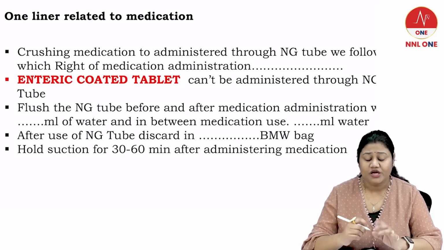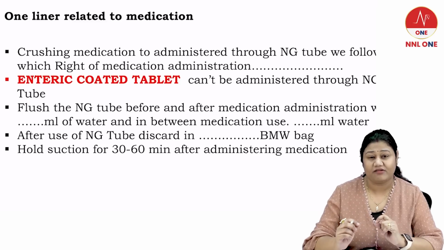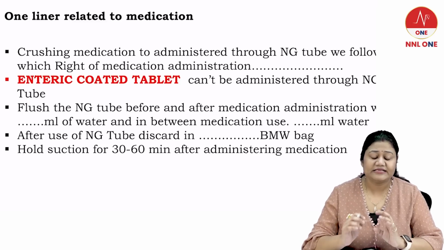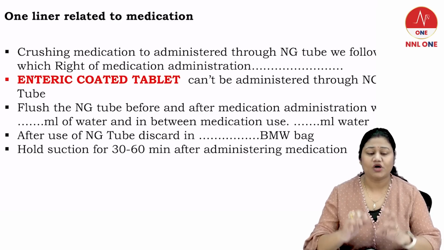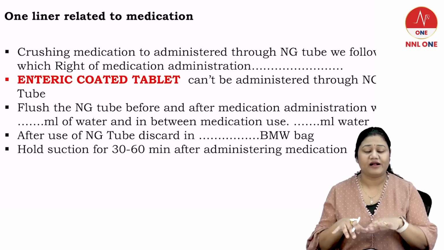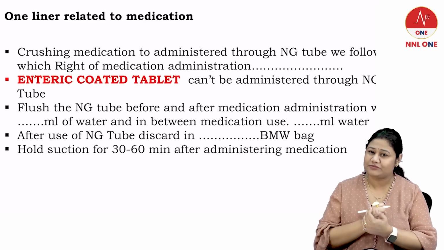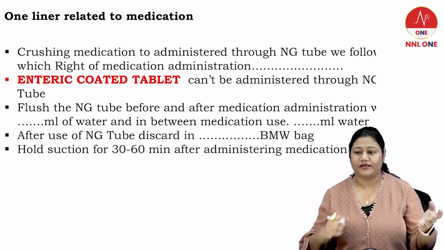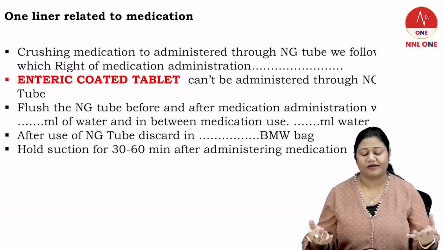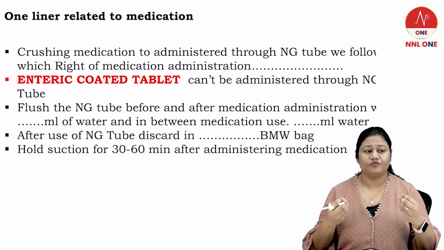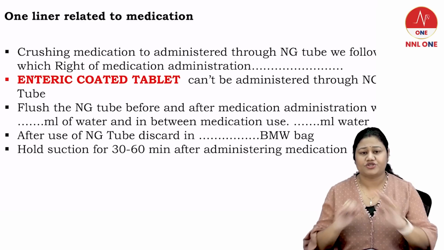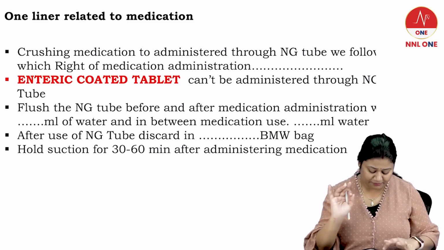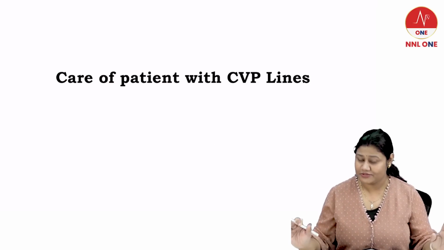And one more very important point: we have a lot of forms of drugs and medication. There is one form which is sustained release, enteric coated. These are certain forms of medication which cannot be crushed, right? Because they are meant to dissolve in the intestine. If you crush these medications, which are enteric coated, sustained release or controlled release, you will defeat their purpose. So do not crush enteric coated or sustained release medication. This is all about NG tube.